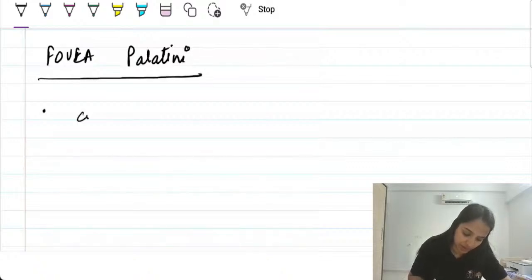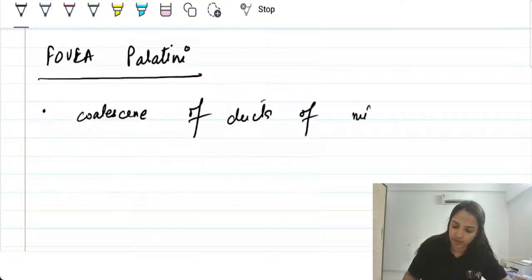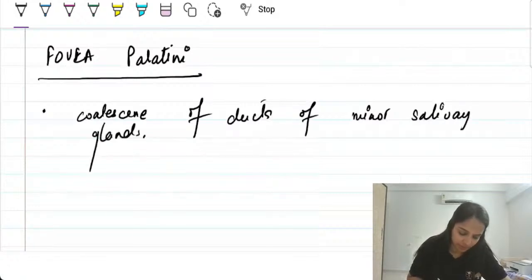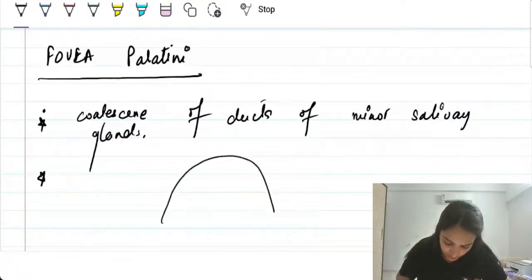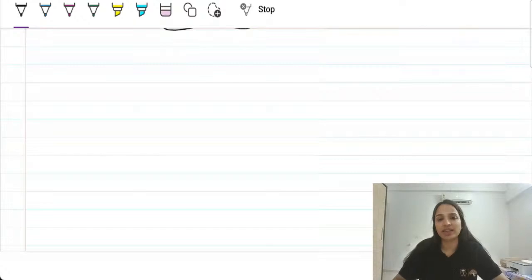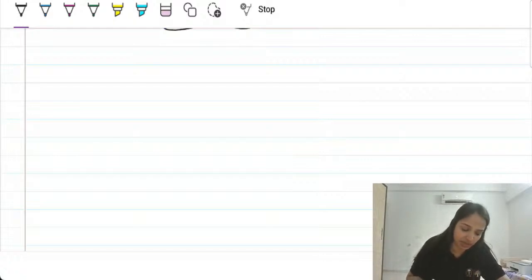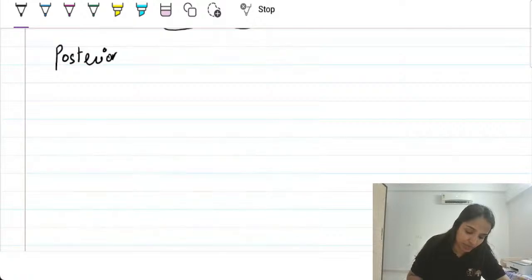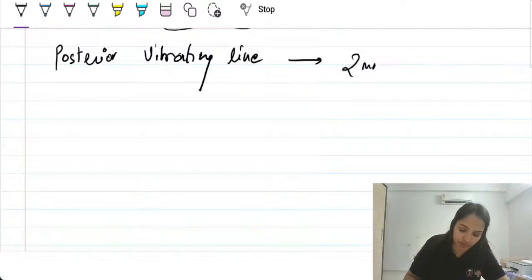I'm sure you are aware that they are coalescences of ducts or openings of minor salivary glands. They are formed by the joining together of several mucous glands. They are sometimes very prominent in many individuals, and some you may not even find. In the midline, posteriorly, you would be able to see your fovea palatini like this. Apart from helping identify the posterior border of the denture, the posterior vibrating line would usually be roughly 2 millimeters anterior to it.